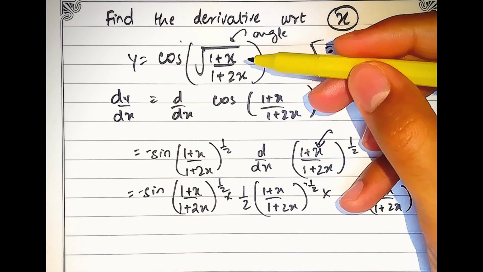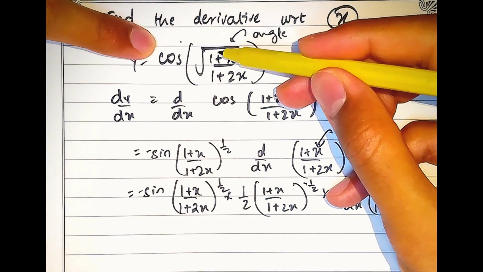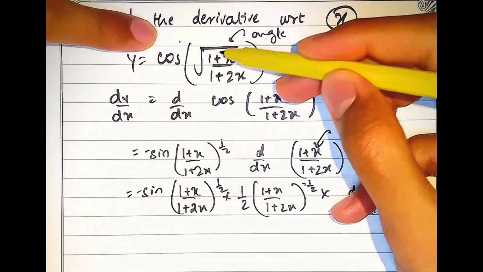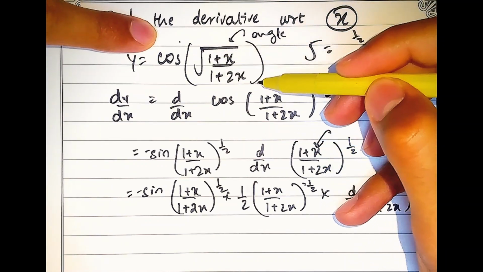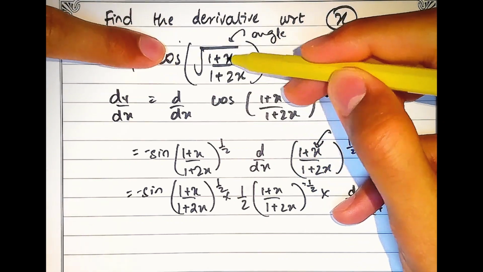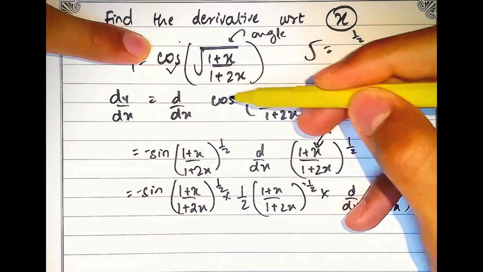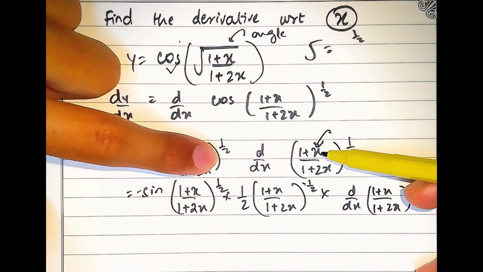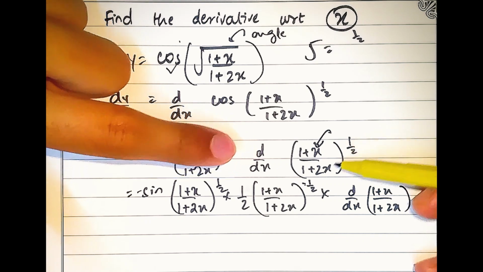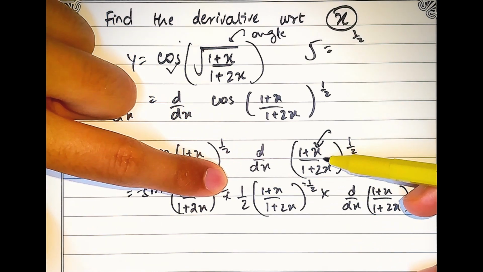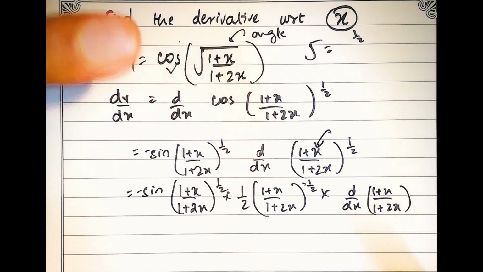Because if you consider the original question, the angle is (1 plus x divided by 1 plus 2x) power 1 by 2. The square root is over this entire fraction, right? And this entire thing, this square root along with this fraction, is the angle of the cos function. So this is the angle right over here. But in this case, when I took the derivative of (1 plus x divided by 1 plus 2x) power 1 by 2, when the derivative came out, the angle was actually 1 plus x divided by 1 plus 2x. Okay, so I hope that makes sense.